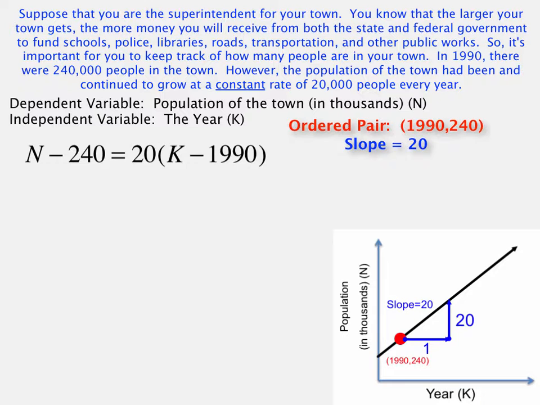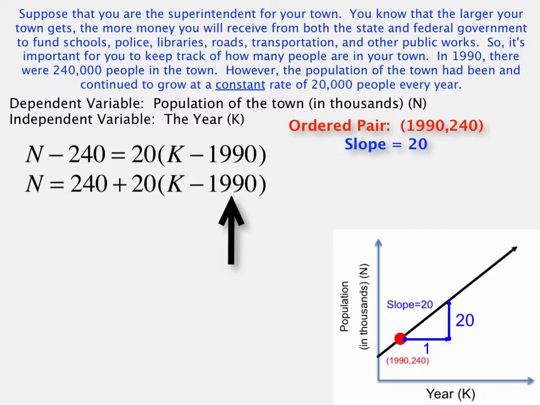And remember before how we talked about there are multiple ways of writing this exact same equation. And in this case, my favorite way to write it is as n equals 240 plus 20 times the quantity k minus 1990. Here it's clear that in the year 1990, there were exactly 240,000 people in the town. 240,000 people is kind of like the starting value of our population in the year 1990. And that, of course, this number grew by 20 every year. Of course, that 20 represents 20,000.